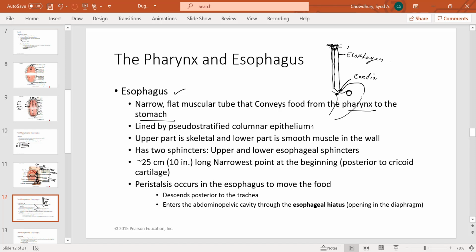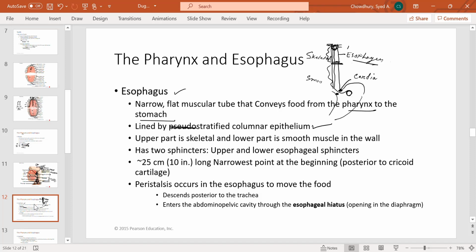Okay, since the food passes through it, it is lined by stratified columnar, actually stratified columnar epithelium, not pseudostratified. Upper part of it is formed by the skeletal muscle, and lower part is formed by smooth muscle. So this is the wall of the upper part of the esophagus is skeletal, and lower part has smooth.